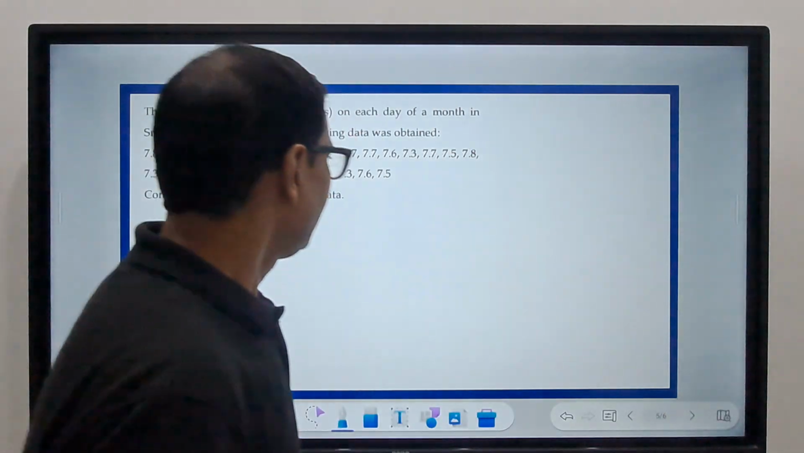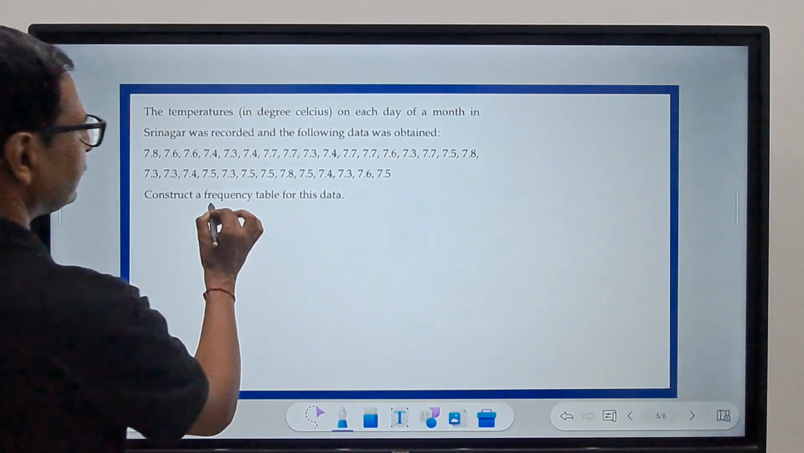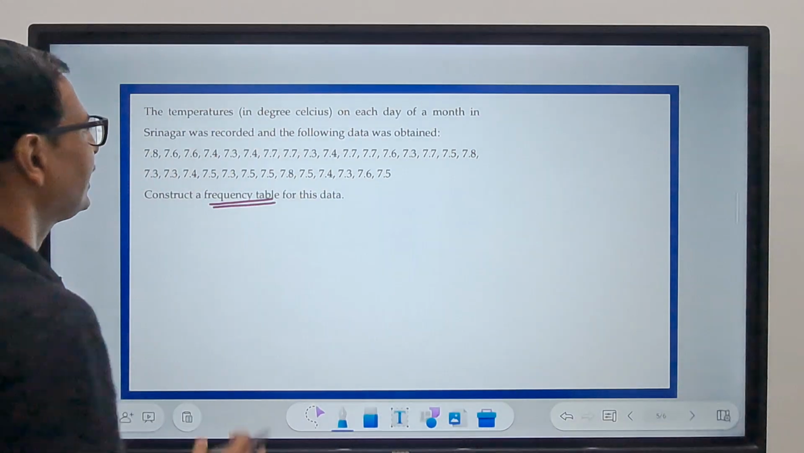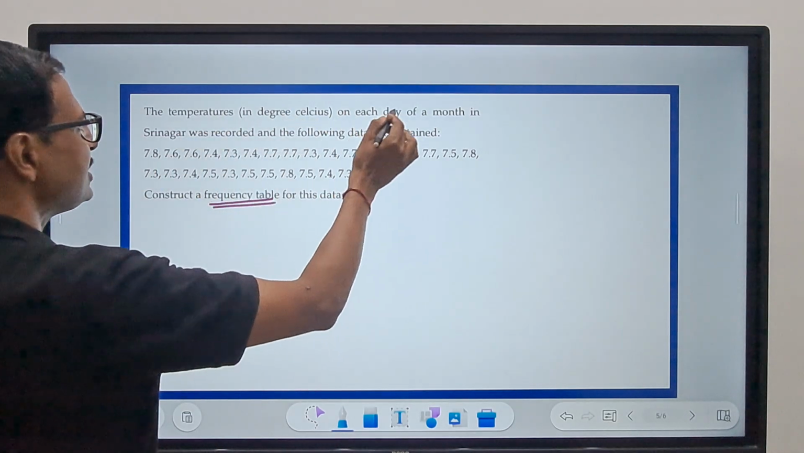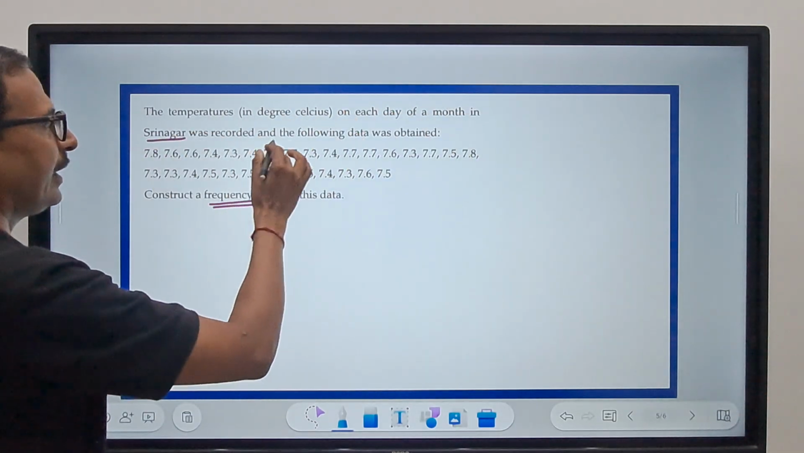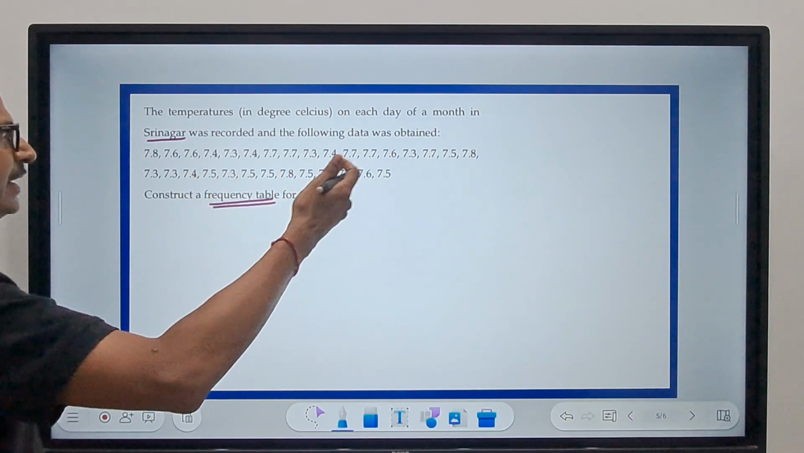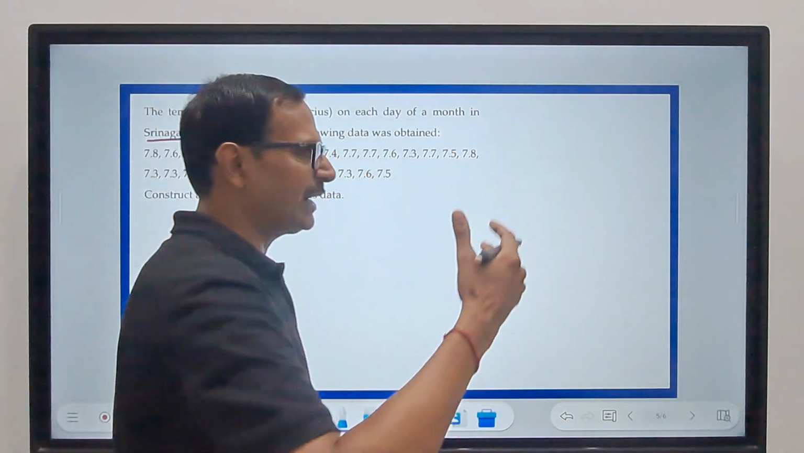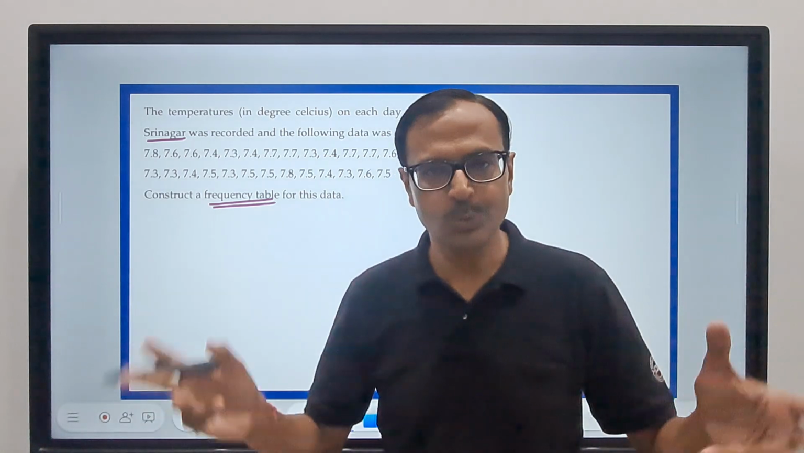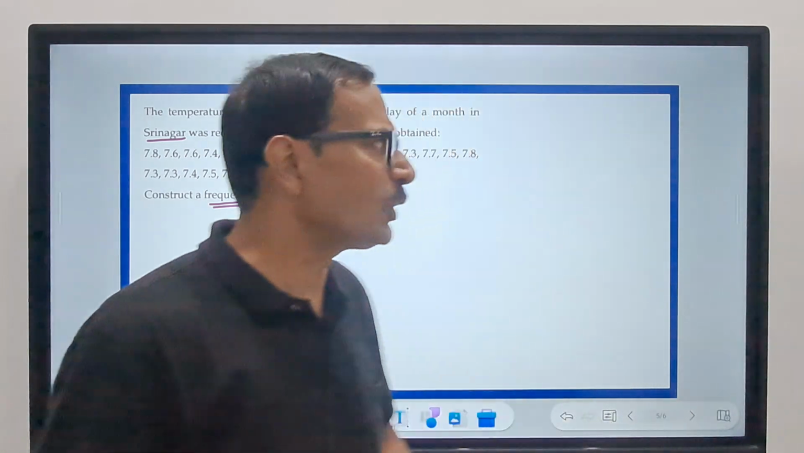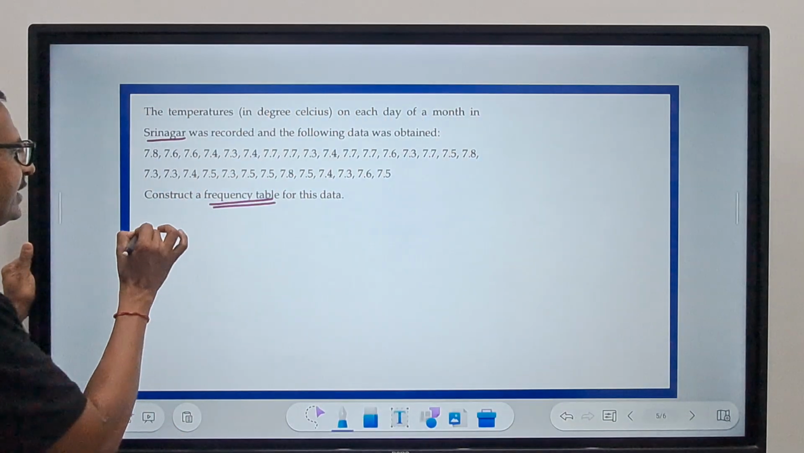Likewise, if we talk about a frequency table, the construction of a frequency table, then we need to see all these values first. They are temperatures on each day of a month in Srinagar, and these temperatures are in degrees Celsius, and that doesn't matter. We just have to construct the frequency table, and we should know how to do that. Okay. So look at the highest value. Which is the highest value?